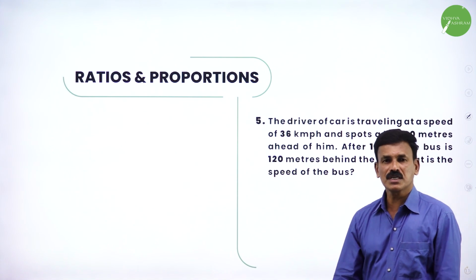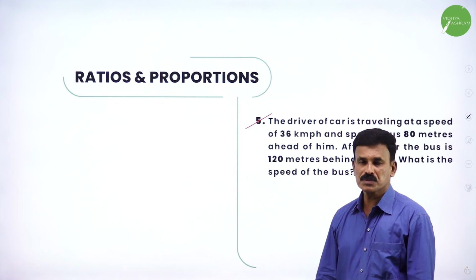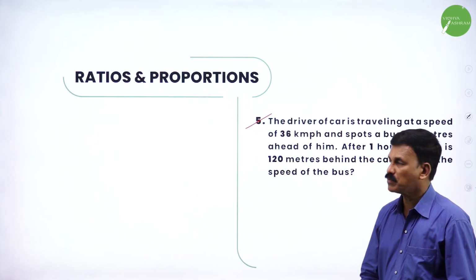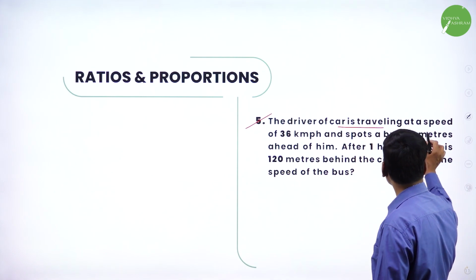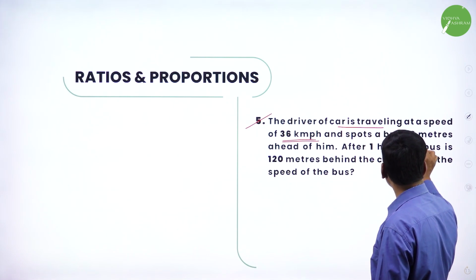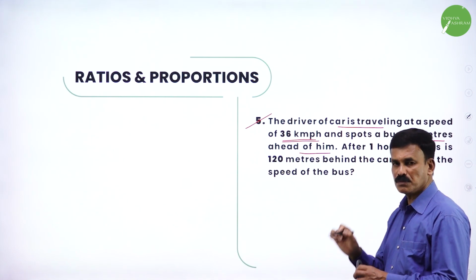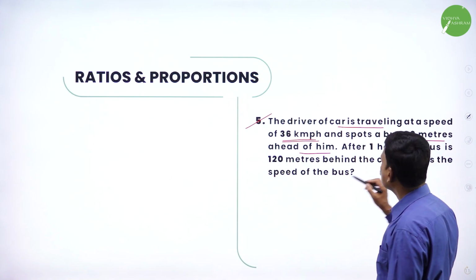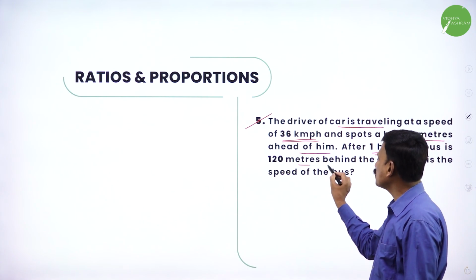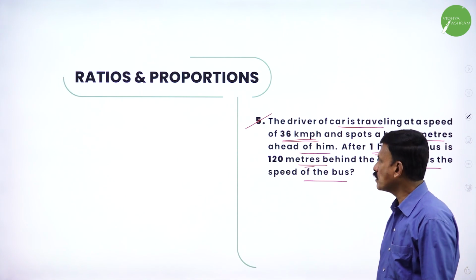That's it. Now move on to the next problem. Problem number 5. This is also very important. And these problems are from the exercise of the textbook. Very important for the point of examination for 5 marks. The driver of a car is traveling at a speed of 36 kilometers per hour and spots a bus 80 meters ahead of him. After 1 hour, the bus is 120 meters behind the car. What is the speed of the bus? Very simple problem and important.